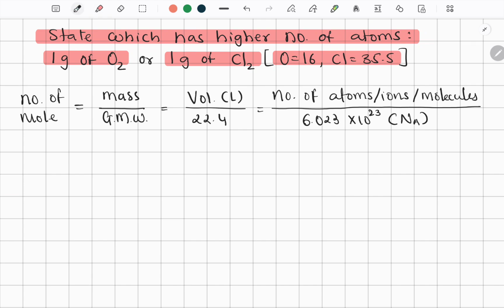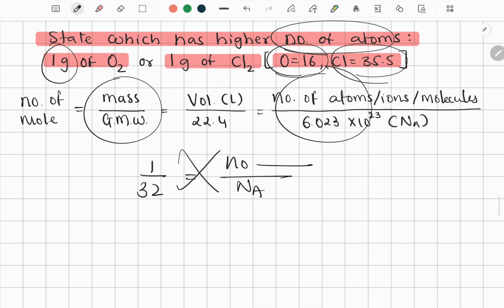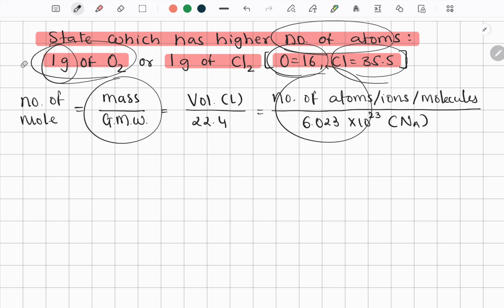Basically in this question we have to calculate the number of atoms, which is the third formula, and the mass is given, which is the first formula. Gram molecular masses we can calculate from the gram atomic masses. But we cannot directly put 1 gram mass, 32 gram of oxygen divided by number of atoms and divided by Avogadro number. We cannot do that directly, because 1 gram of oxygen is given and not 1 gram of O. One gram of oxygen atom is not given, molecule is given.